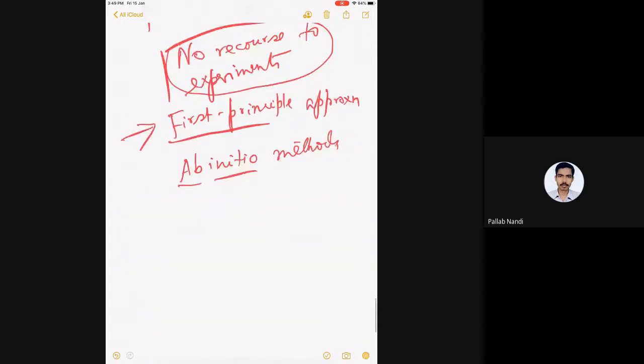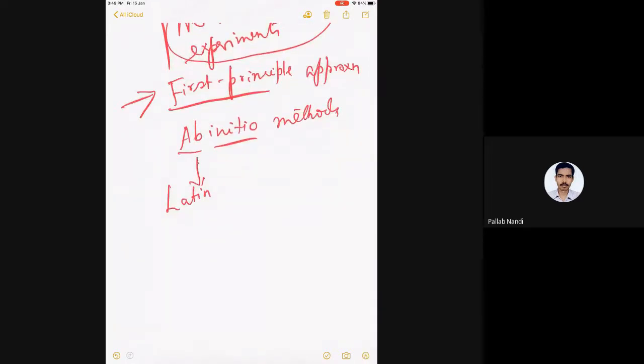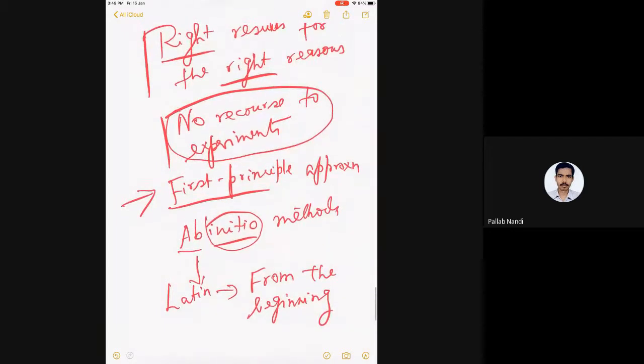Ab initio is actually a Latin word. It means from the beginning. I hope you can easily understand because this has English origin in some sense. Initio is initial. So it starts from the beginning and then you develop. That means I don't assume any experiment results. It's purely theoretical. Sometimes it is called first principle, sometimes it is called ab initio.